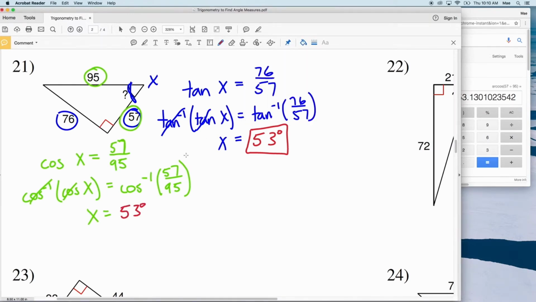So you can see that you can use tangent, cosine, and go ahead and feel free to try it with sine. For sine, you're going to use the opposite, which will be 76 over the hypotenuse of 95, and you indeed will get 53 degrees.